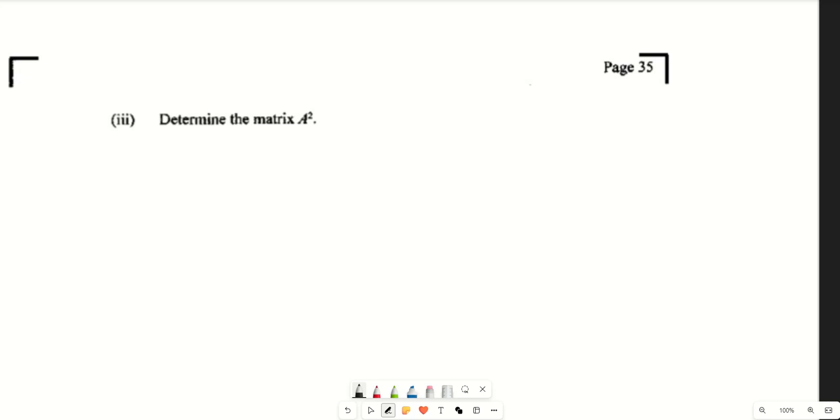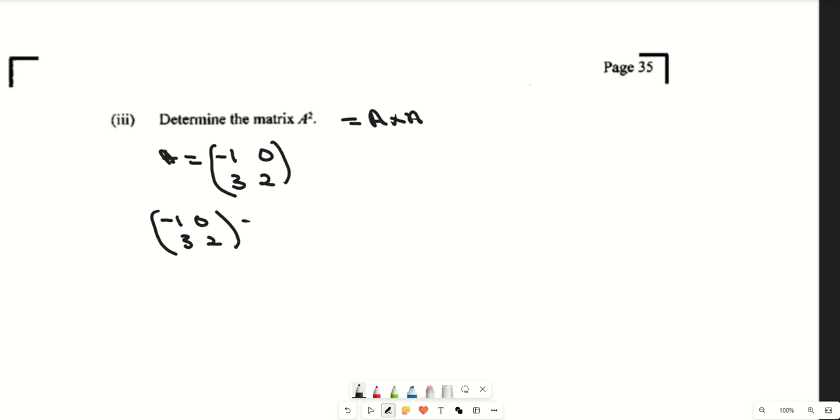All right? So A squared is A multiplied by A, right? Not A to the power 20, don't do that. This is A multiplied by A. So what we're going to do is recall that A from above was equal to -1, 0, 3, 2. So you're going to multiply -1, 0, 3, 2 by -1, 0, 3, 2.